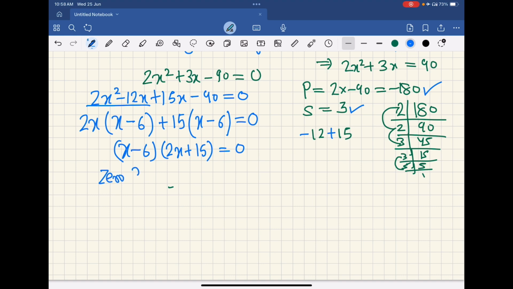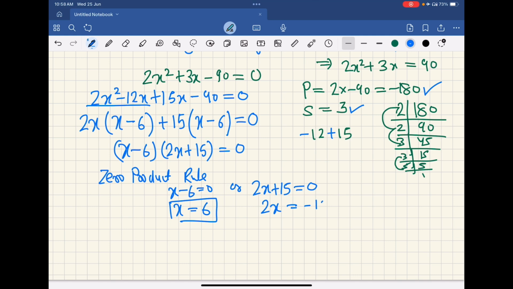Now, according to the zero product rule, okay, what should happen? X minus 6 is 0 or 2x plus 15 equals 0. So यहाँ हमें क्या मिलेगा? X equals 6. And here 2x is equal to minus 15, x equals minus 15 by 2. हम क्या डिस्कस कर रहे हैं? Number of products formed. It cannot be negative, so rejected. So we are rejecting it.